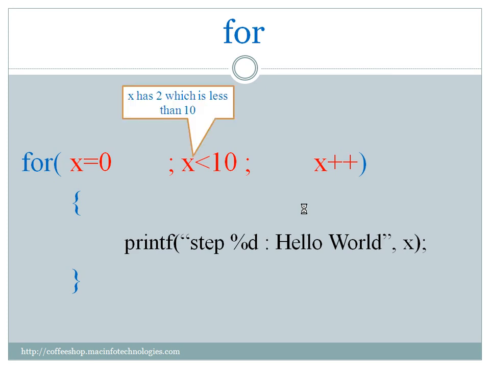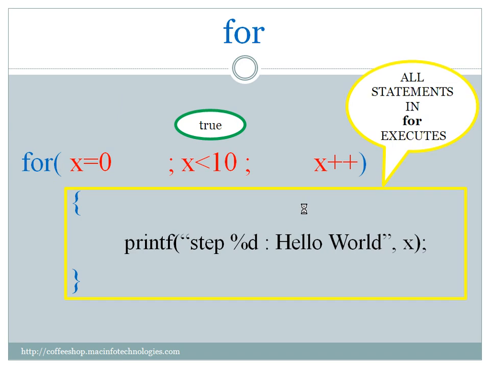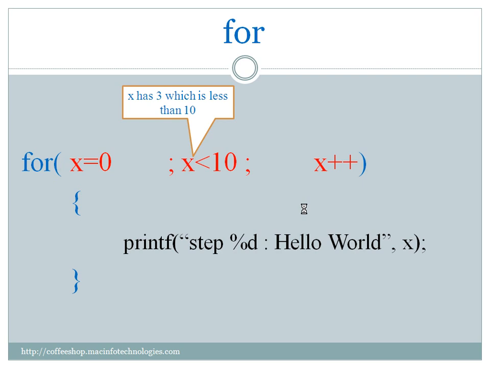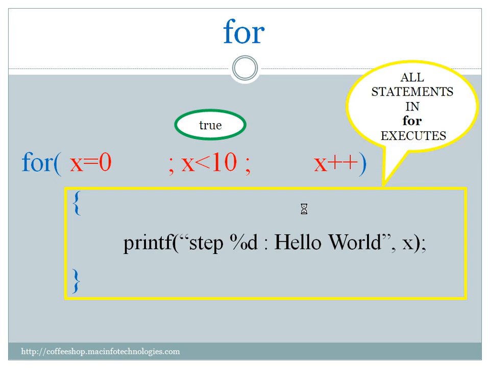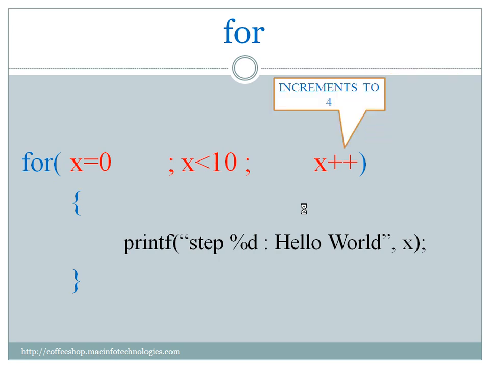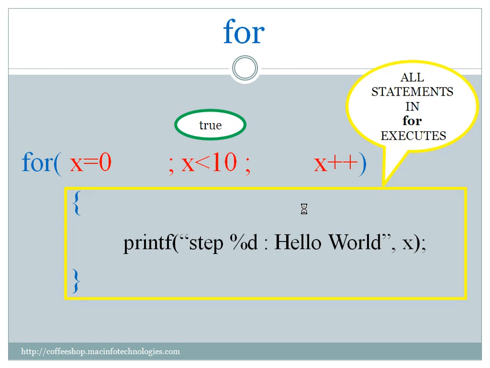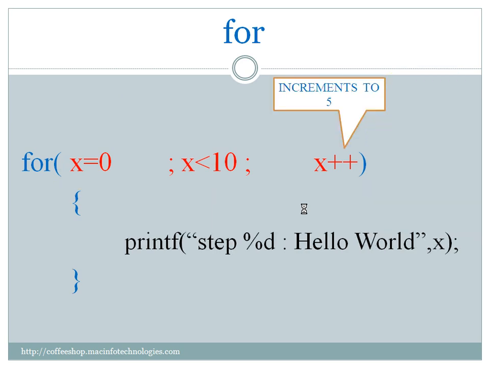The next step is step 2, which checks the condition. x has 2, which is less than 10 and is true. So all the statements execute again, it goes to step 4, increments to 3 and goes to step 2, checks 3 less than 10 is true, and executes all the statements inside the for block and then goes to step 4. Now it increments x to 4 and again goes to step 2. It checks 4 less than 10 is true. When the condition is true, it executes again and goes to step 4.